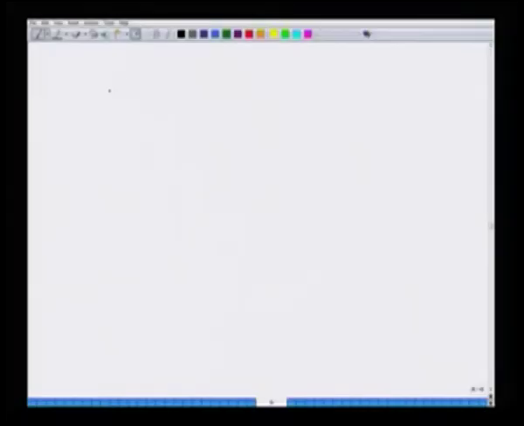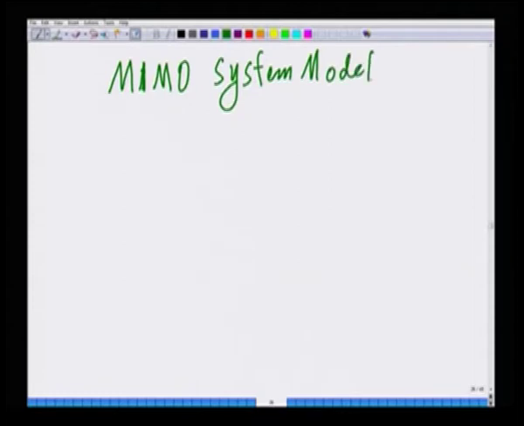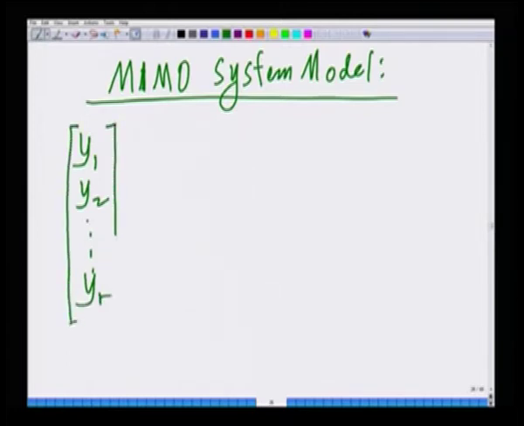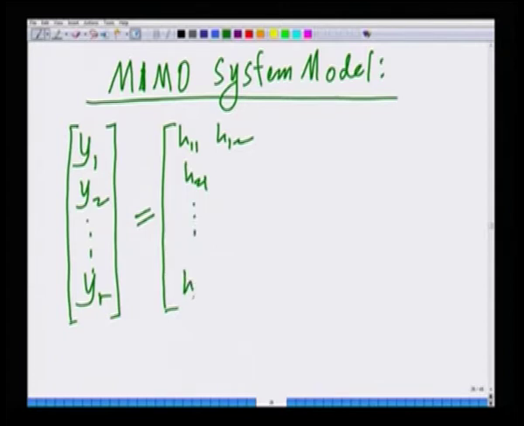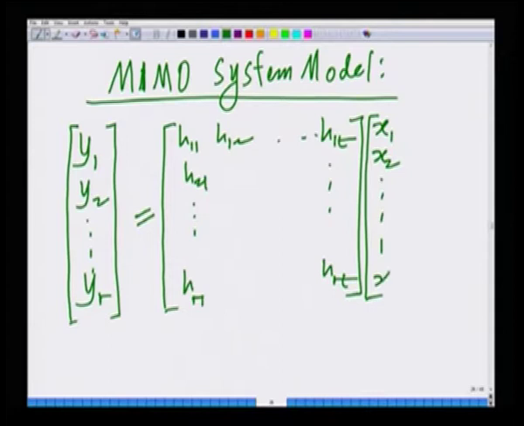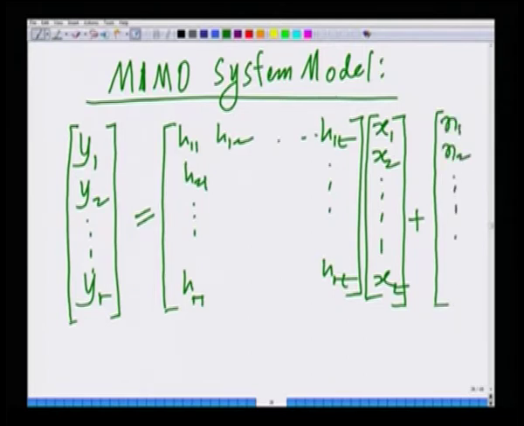So, now let us go to the MIMO system model. The MIMO system model can be described as follows: Y1, Y2 up to YR equals H11, H12, H21, so on, that is the channel matrix, HR1, so on, H1T, so on up to HRT, times X1, X2, up to XT, that is the received vector is matrix H times transmit vector, plus of course, there is going to be noise, which is N1, N2, up to NR.